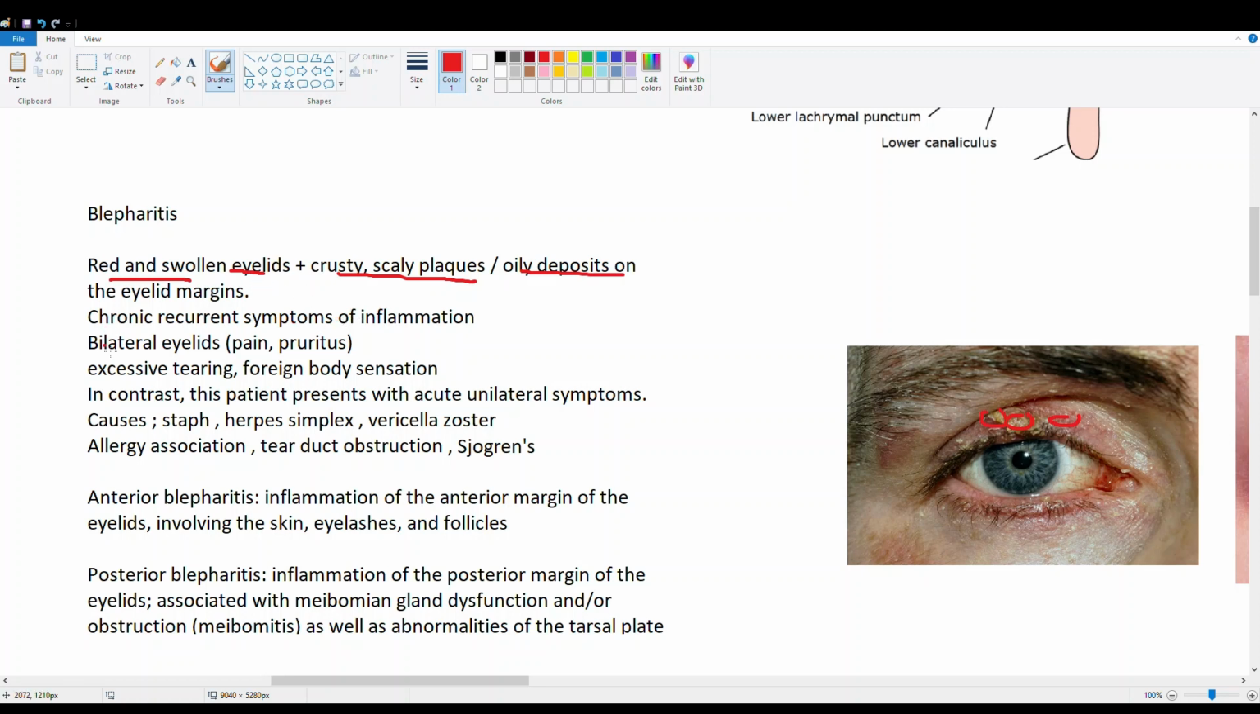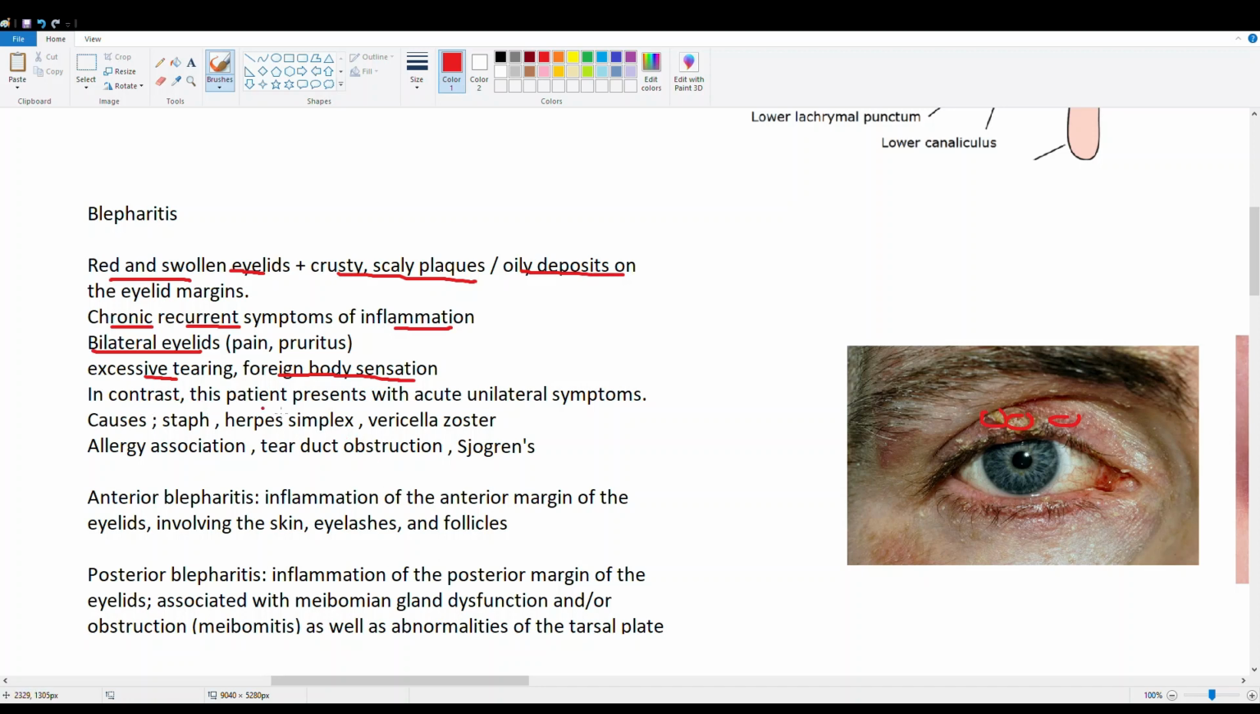So essentially these are associated with chronic, recurrent symptoms of inflammation. Our patient, remember, had an acute case. So if someone comes in with blepharitis, most likely they've had it before, and it's an ongoing problem. It also involves bilateral eyelids. So our guy had a unilateral problem. Blepharitis is a bilateral problem. Then we have excessive tearing and foreign body sensation. Foreign body sensation is one of those keywords where you can essentially snipe this answer. So just watch out for this terminology, foreign body sensation, because the eye is really inflamed and can feel dry.